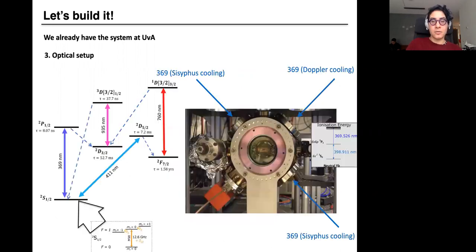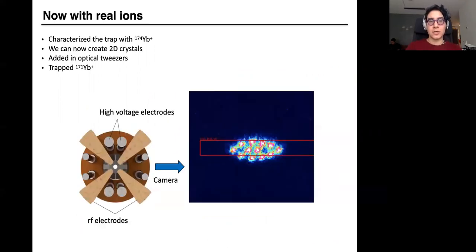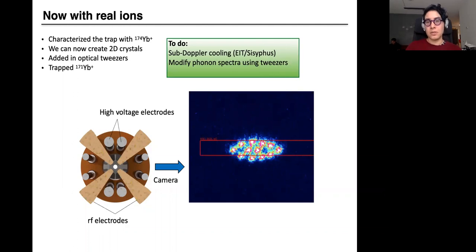And then we also have all the optical setup required for cooling the ion, reading the ions, and initializing the ions. So all of these things are already built. Matteo has also characterized the trap with ytterbium 174, has managed to create the 2D crystal, has added in the tweezers and trapped the 171, the qubit ion. And the only thing left to do is subdoppler cooling.